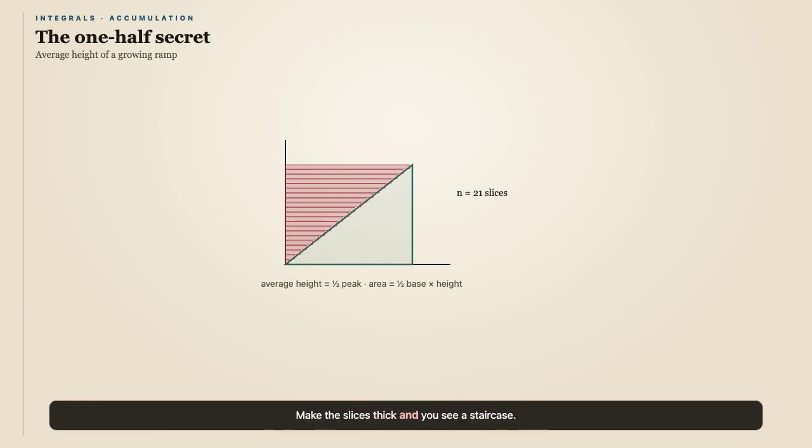Make the slices thick and you see a staircase. Gaps and overlaps mock the true edge. Make the slices thinner and the staircase hugs the slope. In the limit, when each slice width is as small as you please, the jagged error vanishes and the sum becomes the true area. That limit of sums is the integral. The elongated S stands for sum. The little dx at the end marks the vanishing width of each strip. Spoken carefully, you are saying add up height times a tiny step in x.